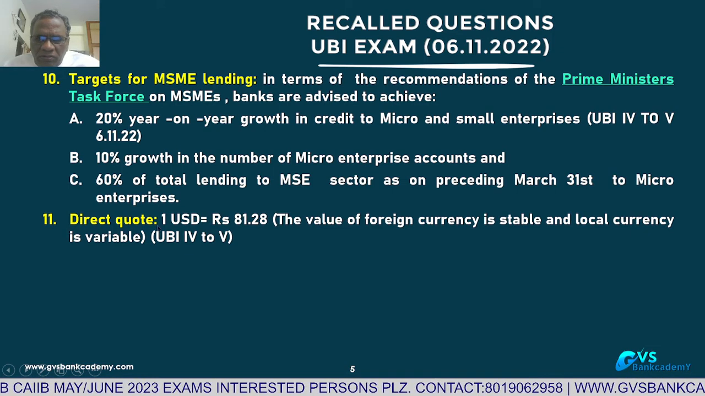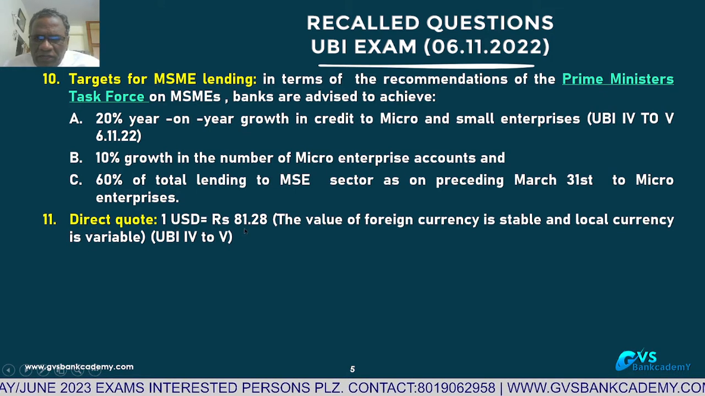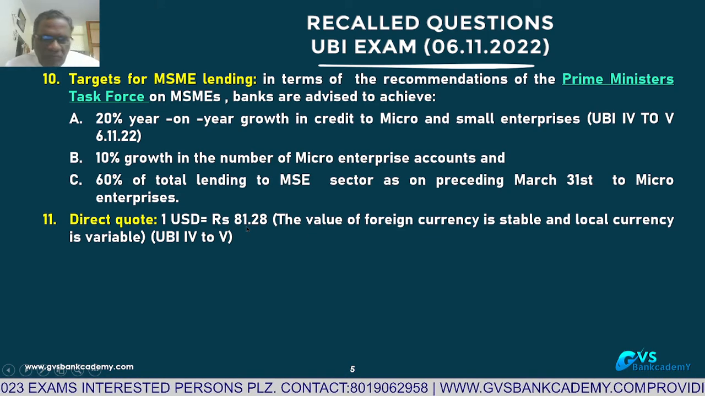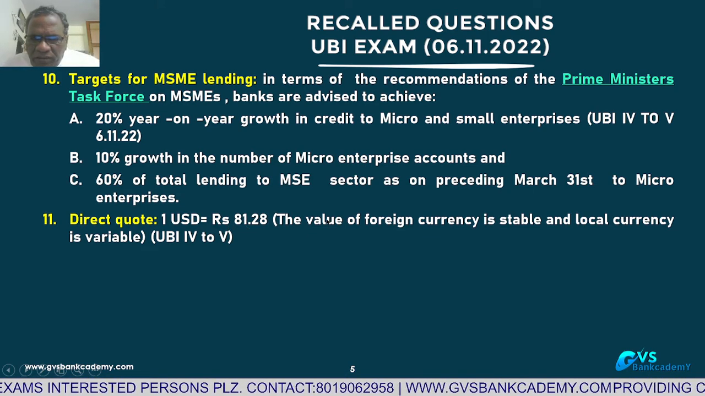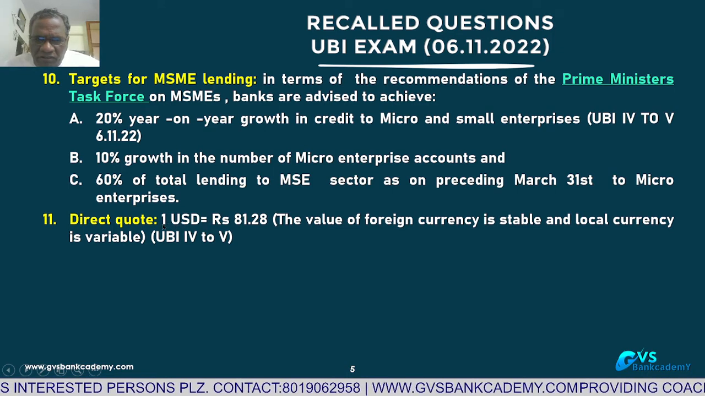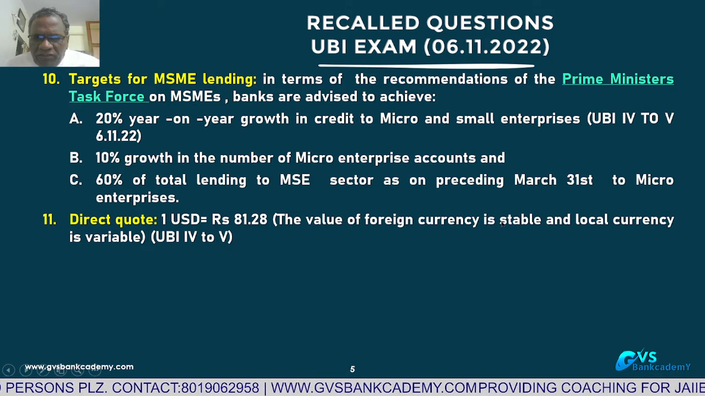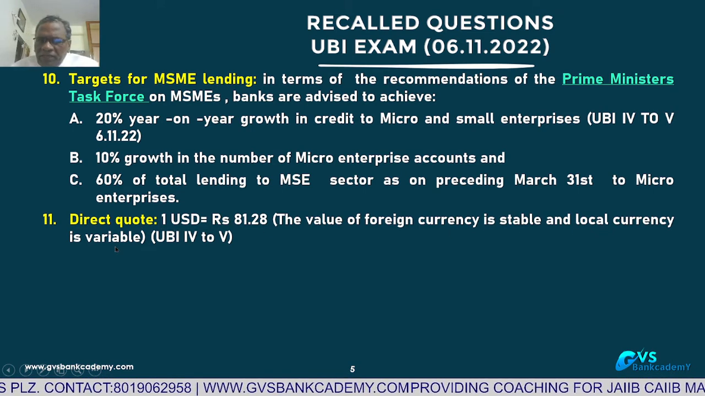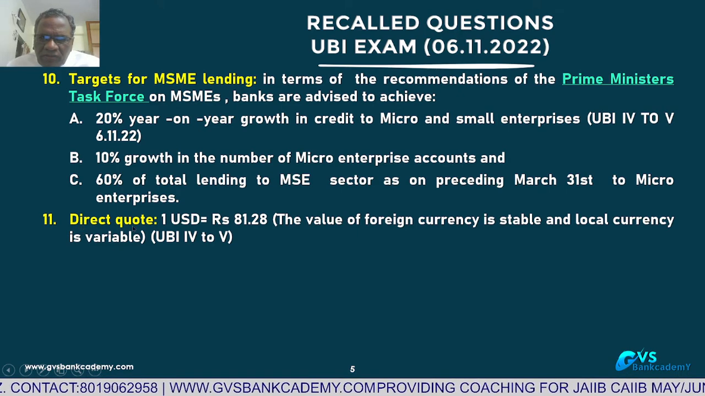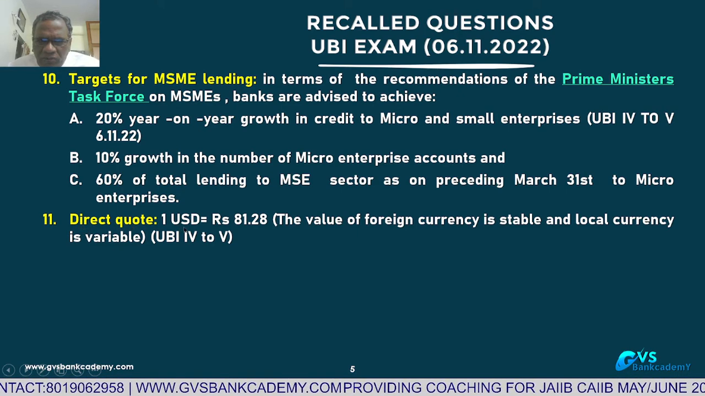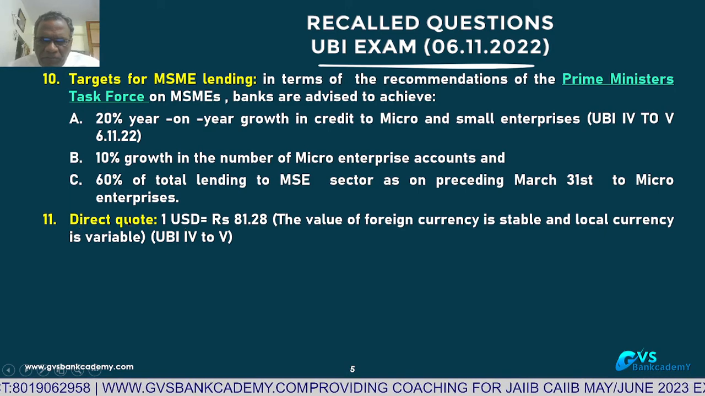Now, direct quote. What is meant by direct quote in foreign exchange? $1 is equal to 81.28 rupees. What is the question? In this case, the dollar is constant, but the rupee is variable as per the rate in the market. The value of the foreign currency is stable and the local currency, that is INR, is variable based on market rates. From 1993 onwards in India we are using direct quote only. Direct quote, simple question.